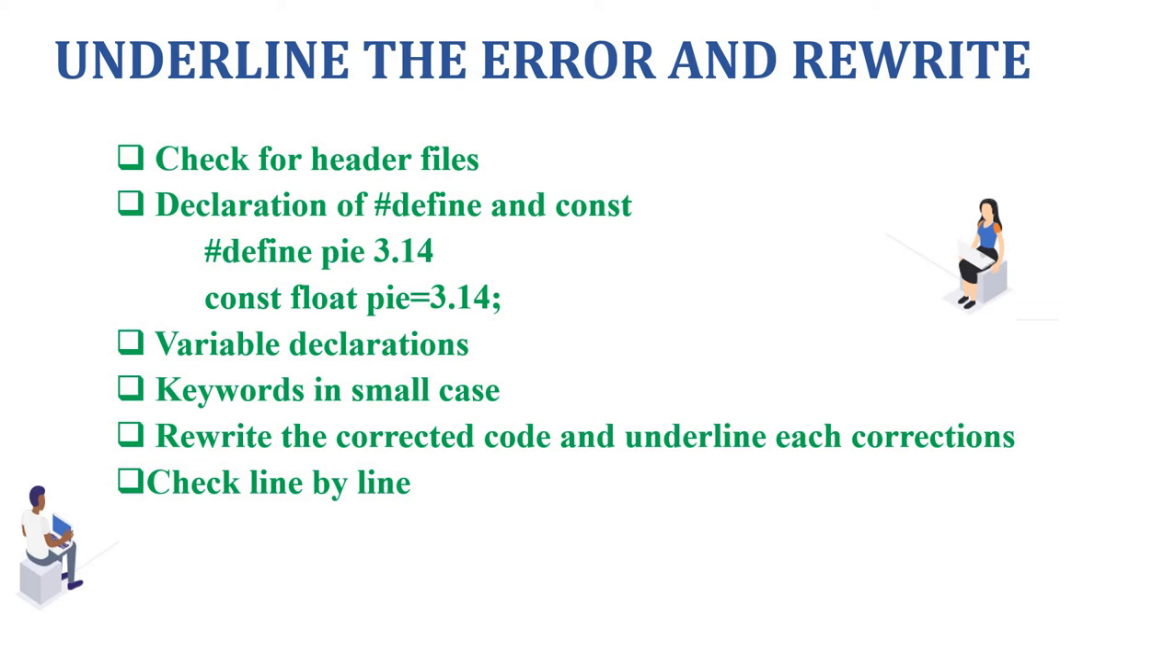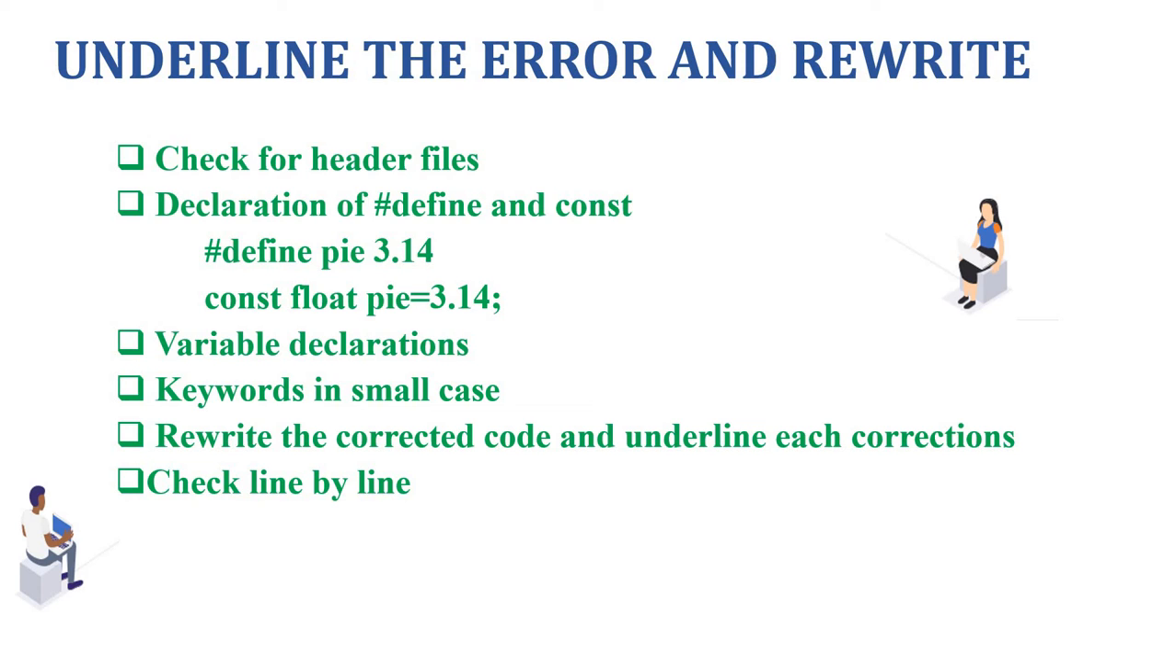The next one is rewrite the corrected code and underline each correction. A program will be given with errors. You have to find out the errors and correct them. After that you write the correct program and underline the corrections you have made. This is very important: all the corrections made by you should be underlined. You have to check line by line.